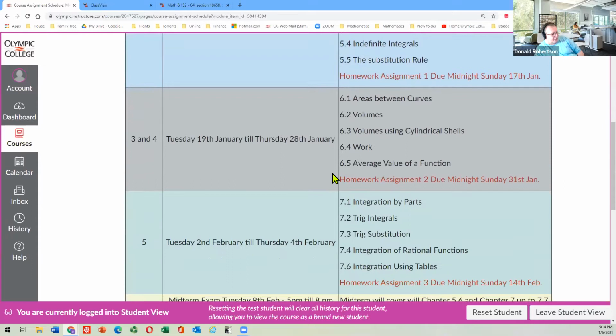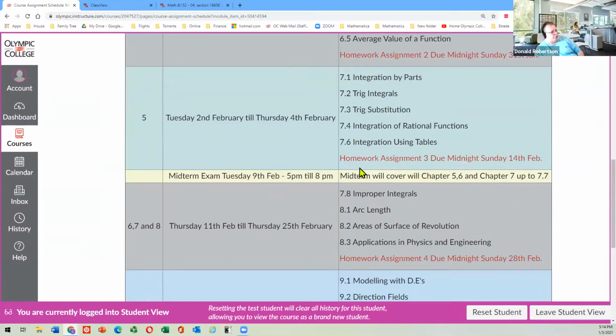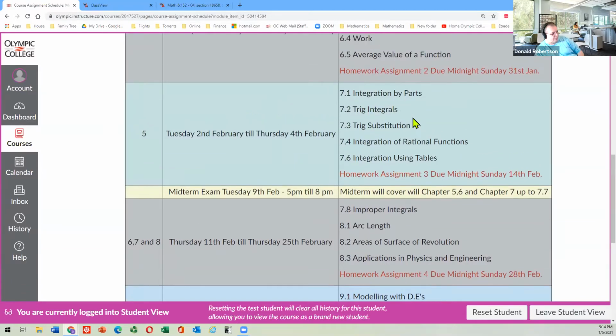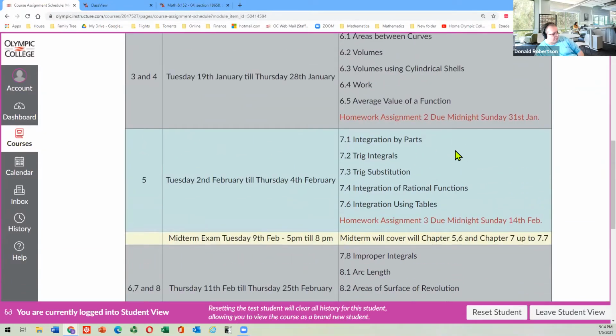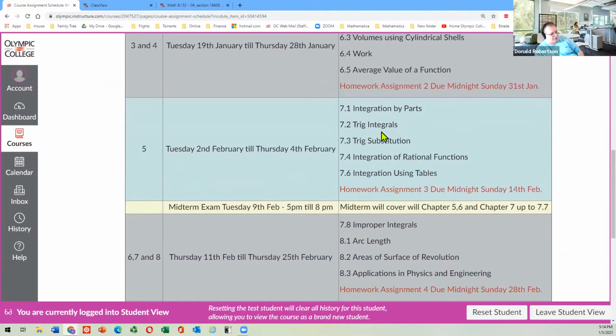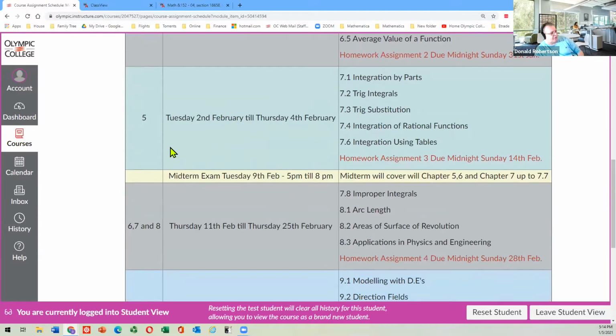And then week 3 and 4, we do chapter 6, which is things you can do with integrals. Week 5 has got the rest of integration. I'm going to check that out because that looks slightly out of sync, but that's fine.